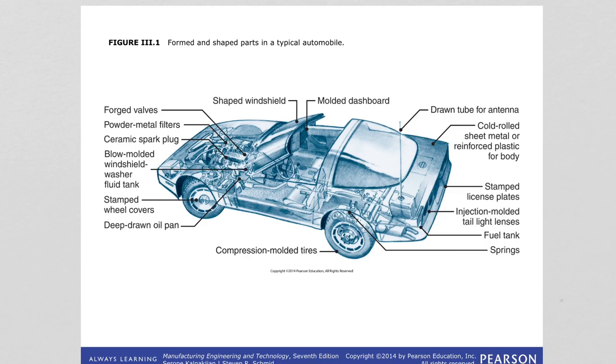Now we are seeing a car, and also we are seeing what type of forming techniques are used in each part of this car. So for example, for the car body, cold rolled sheet metal. So that means it has been rolled to shape it. There are other techniques we are seeing here. Powder metal filters made by powder metallurgy basically, and there is a deep drawn oil pan. This is like the sheet metal forming process, and there are other types of techniques we are seeing here, forging. So all of these techniques are used to shape different parts of a car.